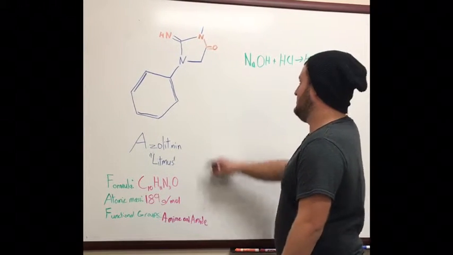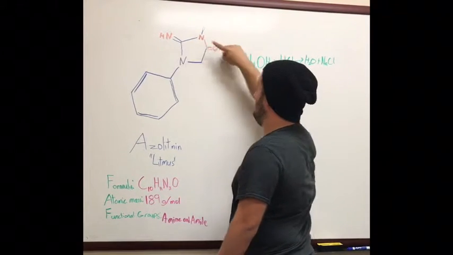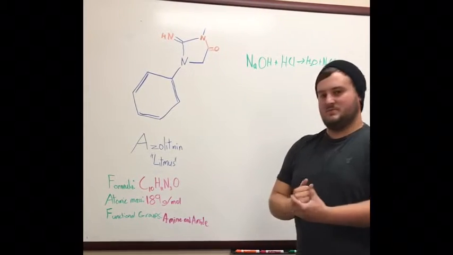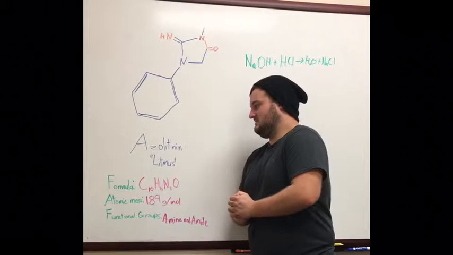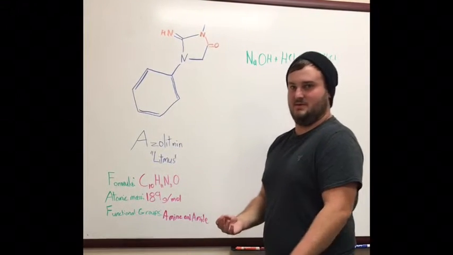The functional groups are drawn up here in orange. We have an amine and an amide. So as I said, azollitmin is a fragment of litmus. And what litmus does, as I said, allows us to determine whether a solution is acidic or basic.